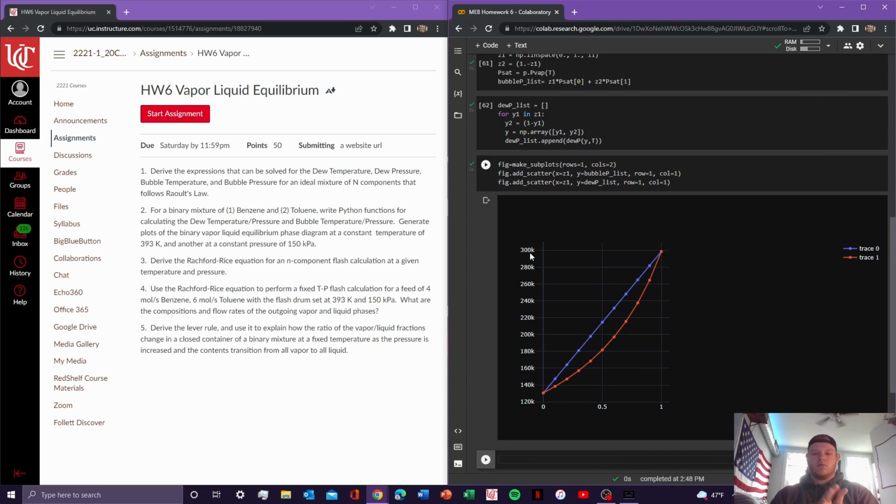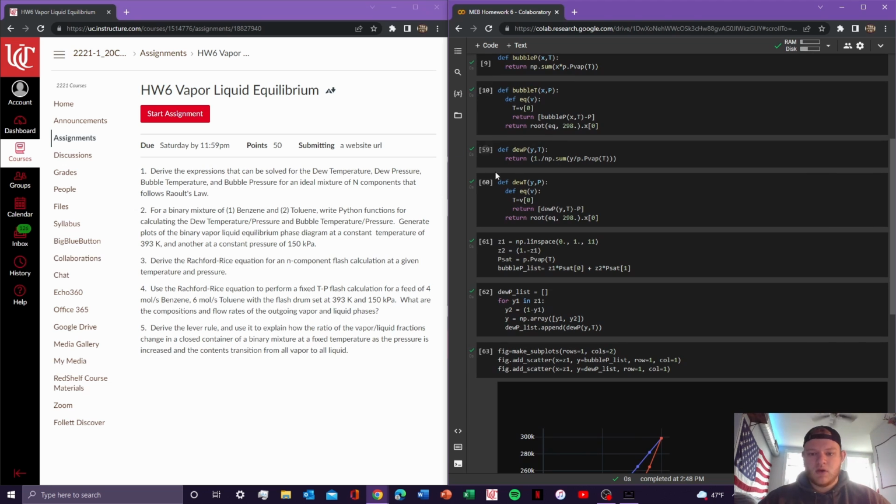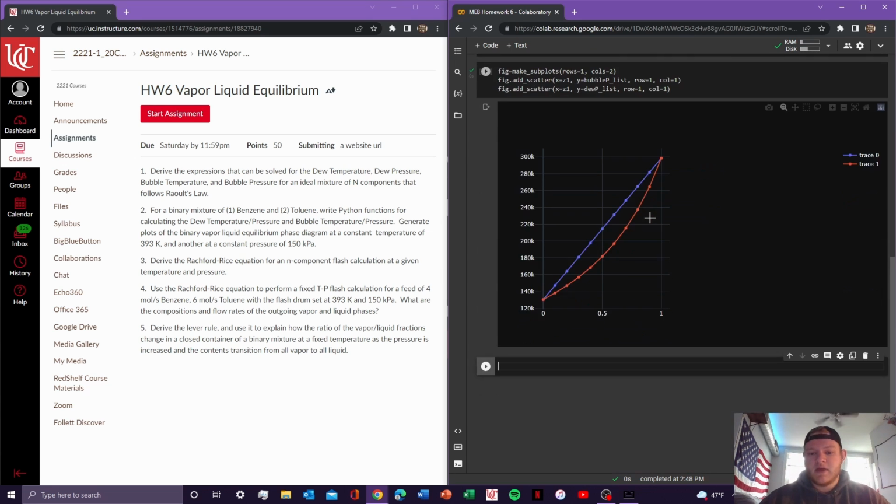There we go. So the problem there was I had the sum is not over the whole thing. It's just the denominators under the sum. So that's important. Anyway, there is the bubble point and the dew point equilibrium at constant temperature.